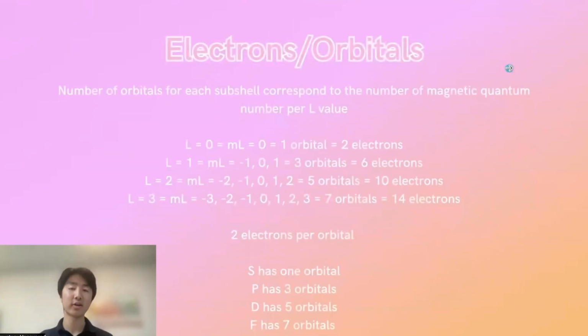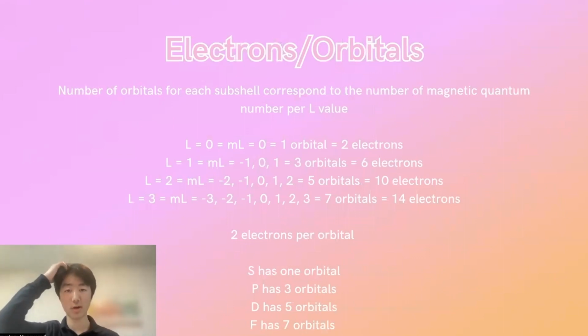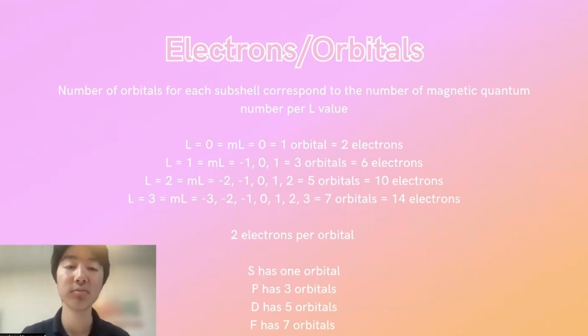Last but not least, electrons and orbitals. Now this one's the most complicated one, so bear with me before we actually start to do practice problems. I hope you guys stay long enough for this. The number of orbitals for each subshell corresponds to the number of magnetic quantum numbers per L value. I know it looks very sophisticated and complex, but to boil it down to simplistic terms, when the L value is 0, the ML value is 0, which means there's only one orbital and 2 electrons.